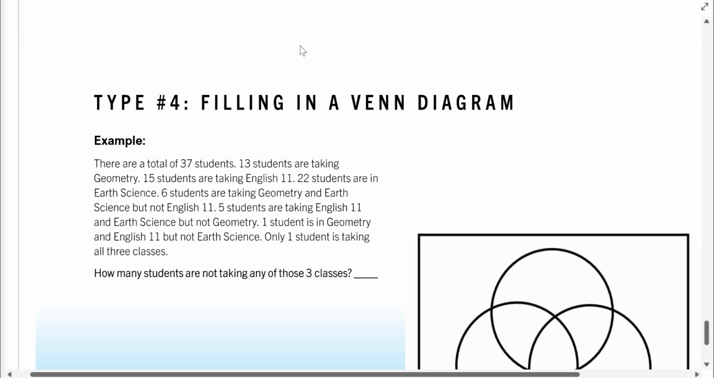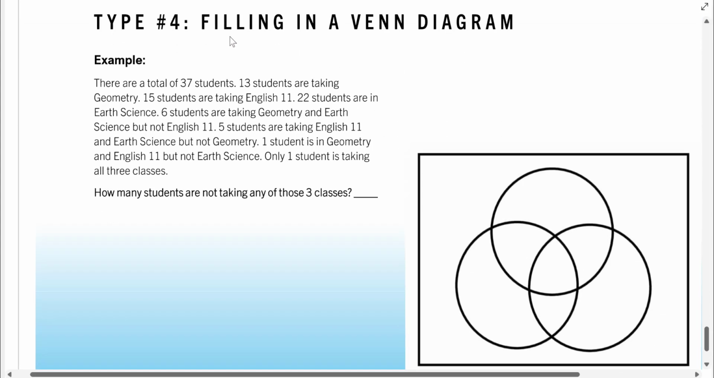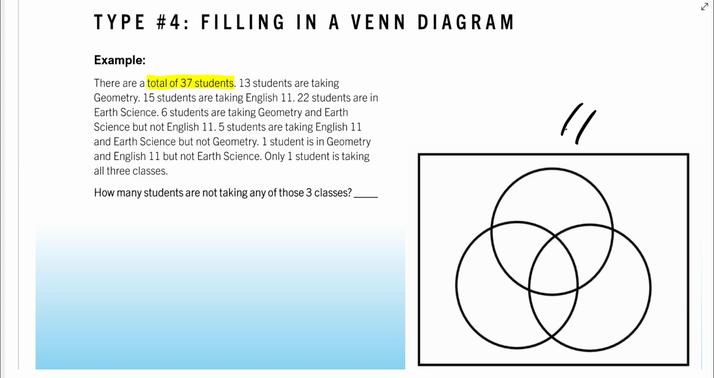All right, the next one is filling in a Venn diagram. The total is 37 students. That means that all the numbers here should add to 37 at the end. Aquí dice el total es 37 estudiantes. Eso significa en el fin, necesitas checar que todos los números en tu Venn diagram y la caja se suma a 37. The next sentence says 13 students are taking geometry.